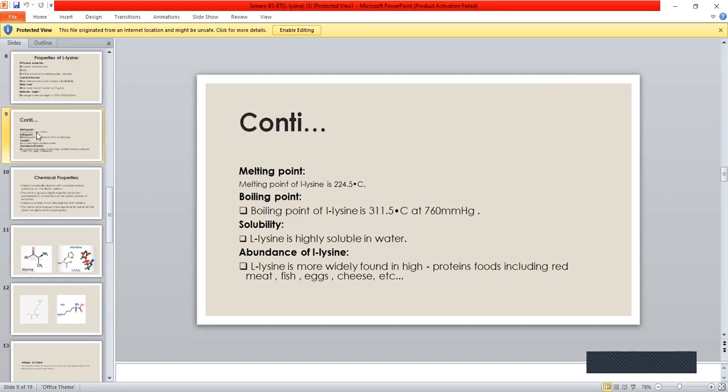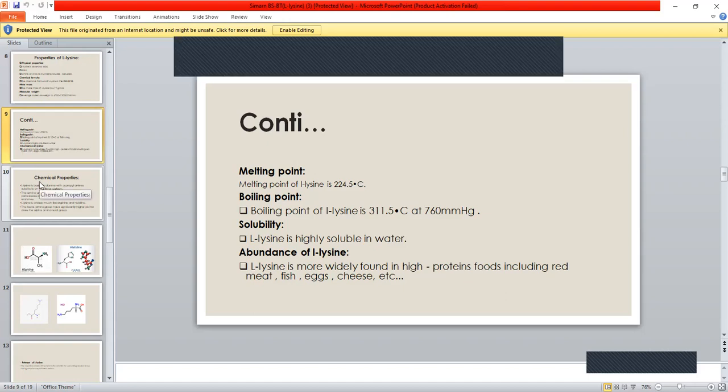Now I will tell about abundance of L-lysine. L-lysine is more widely found in high protein foods like red meat, fish, eggs, cheese, etc. We get L-lysine from our diet, including fishes, meats, etc.